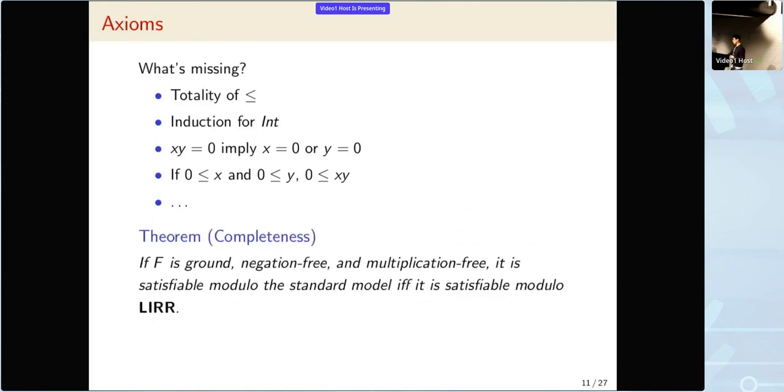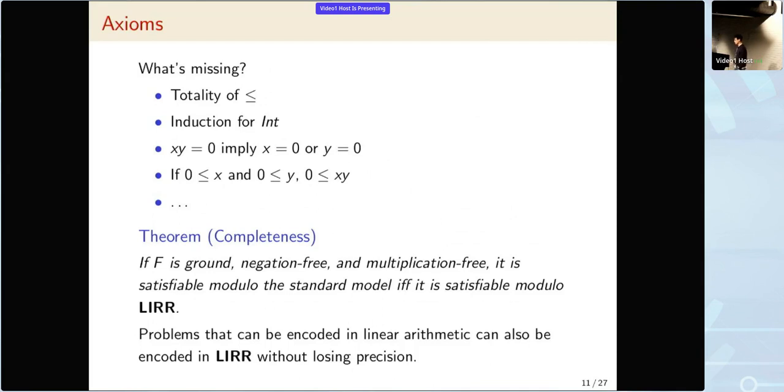However, we retain all the power of linear arithmetic in the following sense. Whenever f is ground, negation-free, and multiplication-free, hence linear, it is satisfiable modulo the standard model if and only if it is satisfiable modulo LIRR. And what this means is that problems that can be encoded in linear arithmetic can be encoded in LIRR without losing precision. And this stands in contrast to, say, encoding an integer problem in the theory of reals.